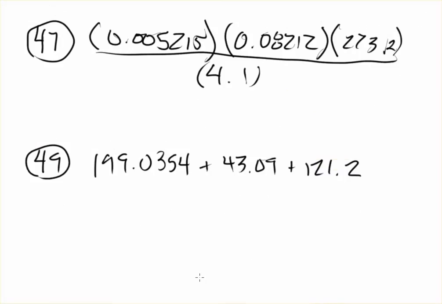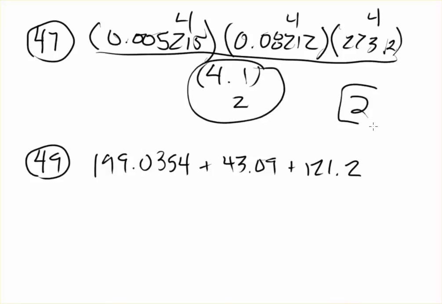Alrighty, this said, how many sig figs should your calculation have? Well, we have 4, 4, 4, and 2. This is going to limit how many sig figs you have, so your answer is going to have 2 sig figs.